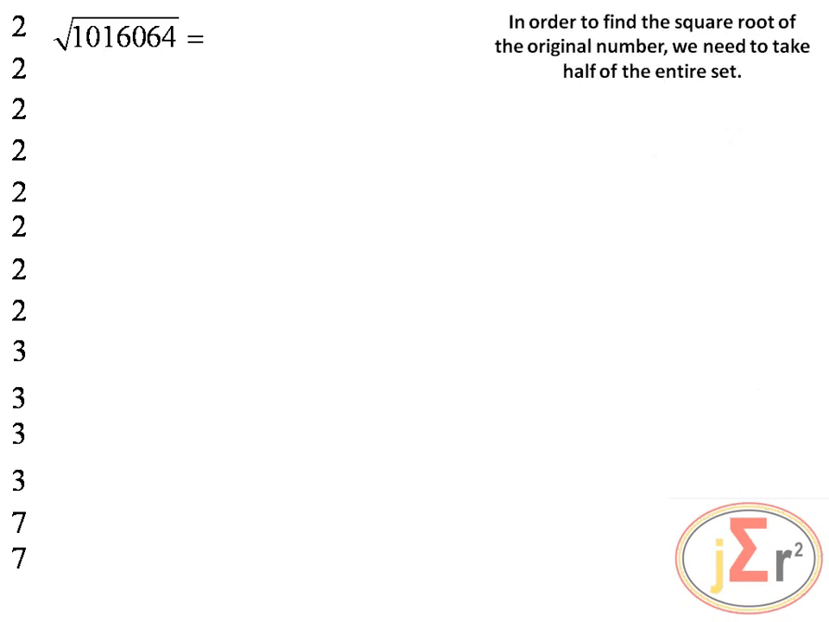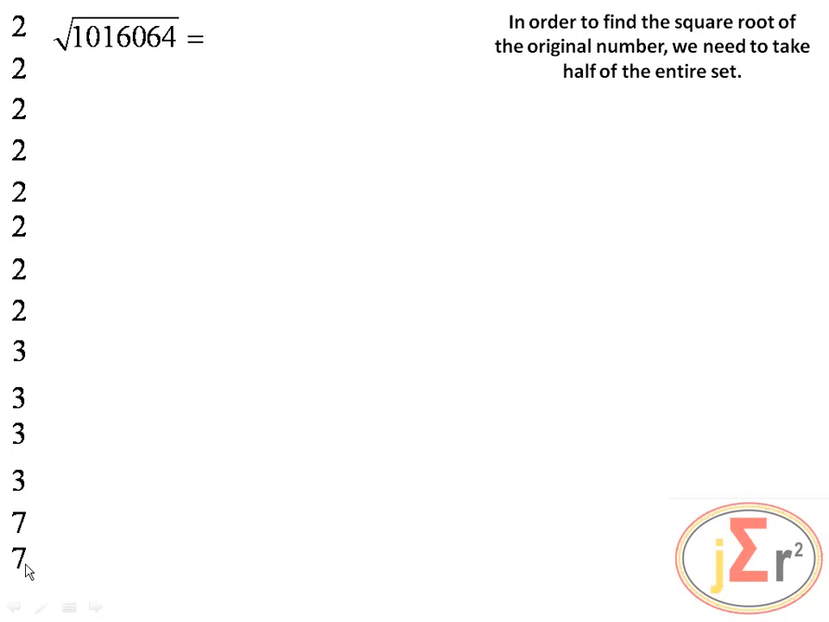There we have them. We are attempting to find the square root of 101.6064, but we are working with the number as if there is no decimal point or decimal fraction, and then we will make the necessary adjustment in the end. In order to find the square root of the original number, we need to take half of the entire set.